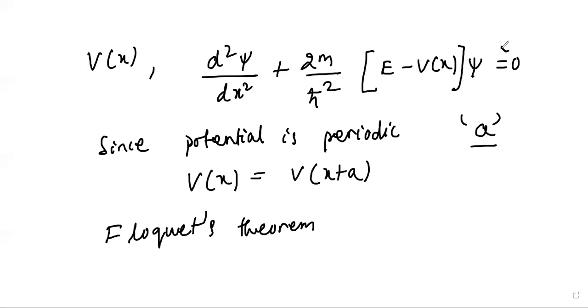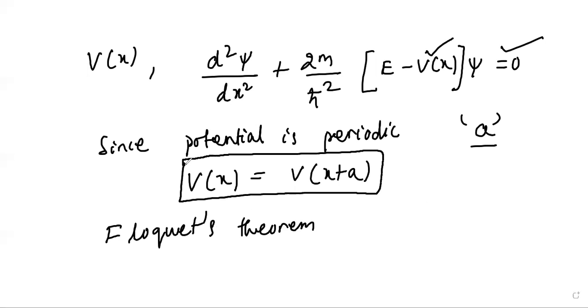This particular wave equation is d squared psi by dx squared plus 2m by h bar squared (E minus V(x)) psi. This V(x) is a periodic function given by V(x) equals V(x plus a). That means the potential will be repeated after an interval of a, where a is the lattice constant.